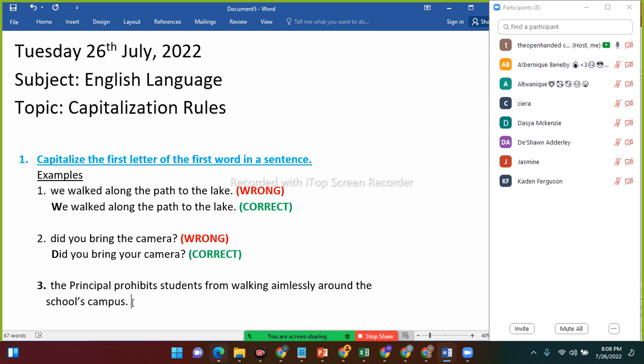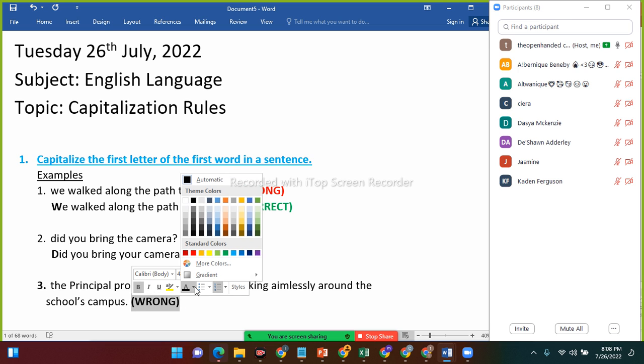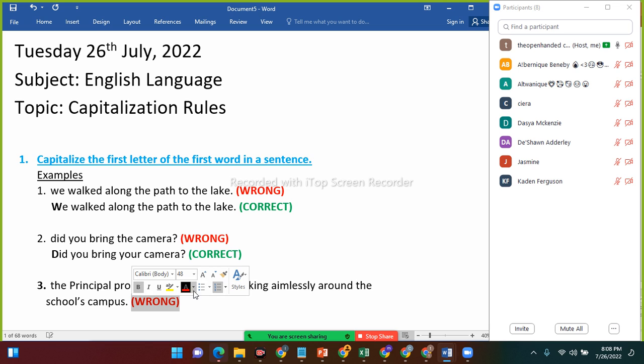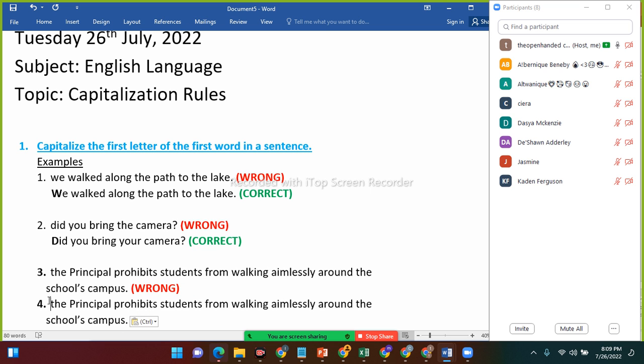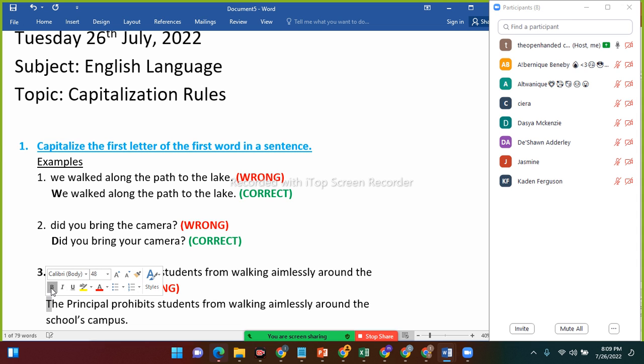Sounds mature. So this is the wrong way to do it, because the first letter of the first word in the sentence is not capitalized. So what we need to do is correct it. That means the T in the needs to be capitalized.